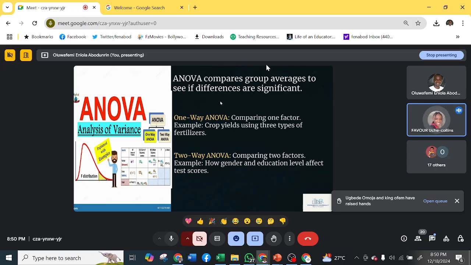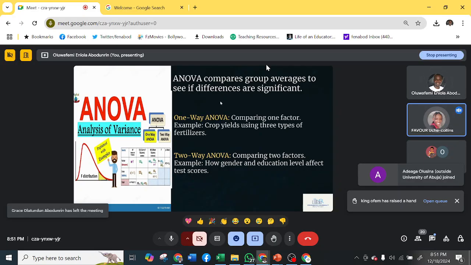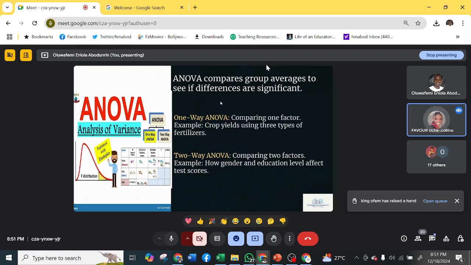Okay, based on the two-way ANOVA, you said it's comparing two factors. Now, looking at the example you gave, how gender and education level affect test score, I'm just trying to do a kind of recap. Let me follow with my understanding and see if it is exactly what you are passing on to us. Now, the gender scores, for example, the male scores and female scores. Are we going to add them up in total, then divide by the total number of male scores? Is that because we're talking about average now? Is that what you are looking at?